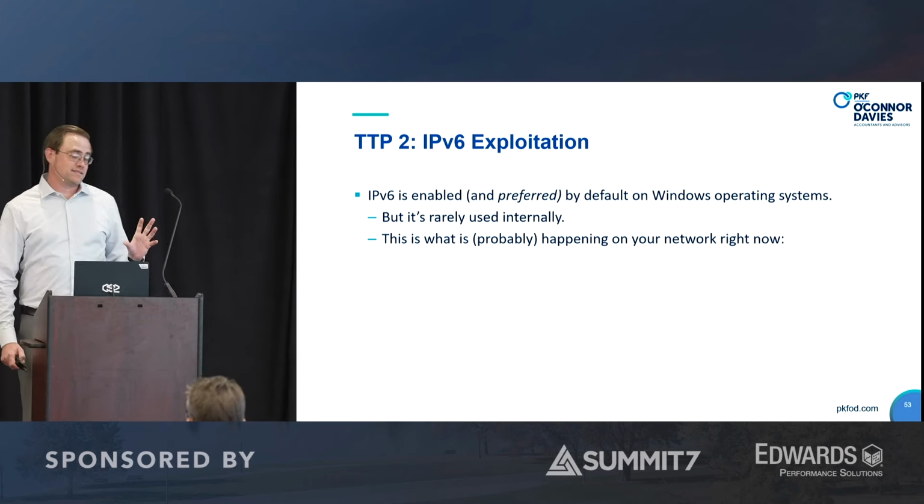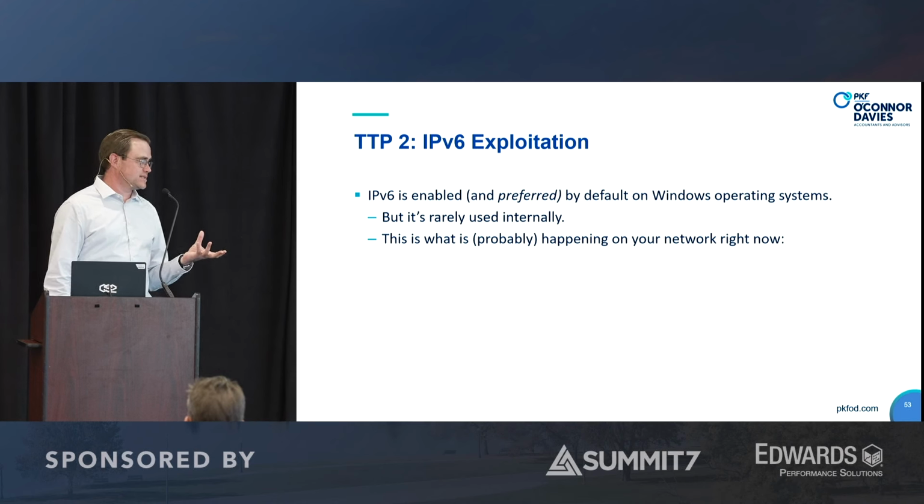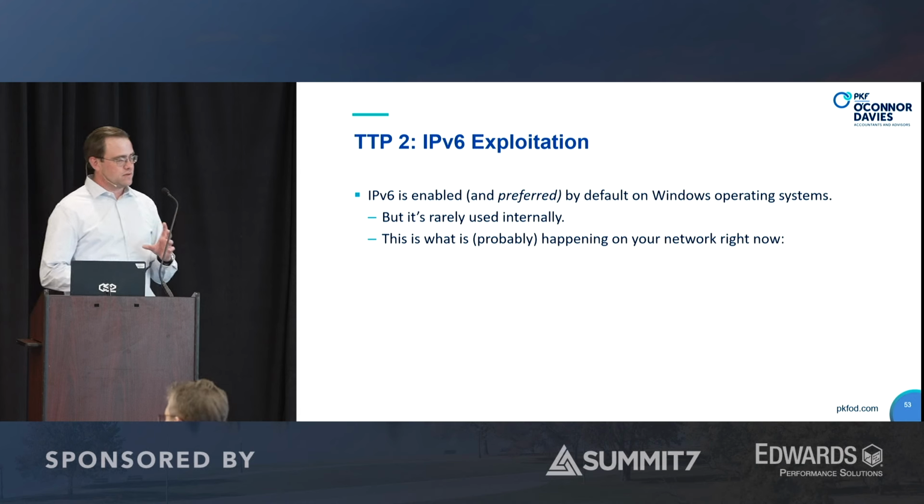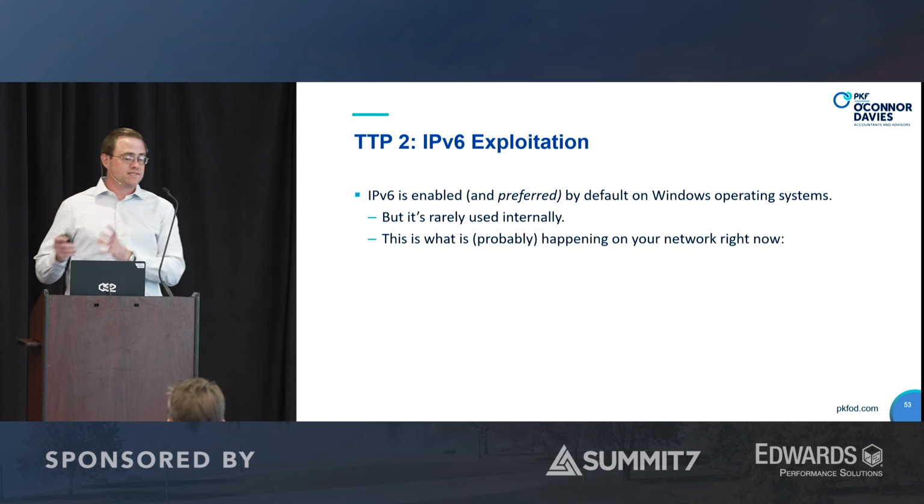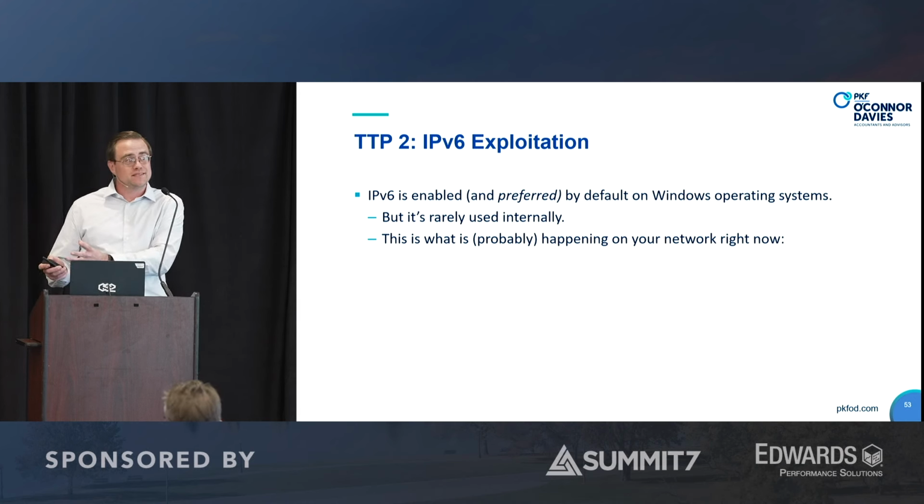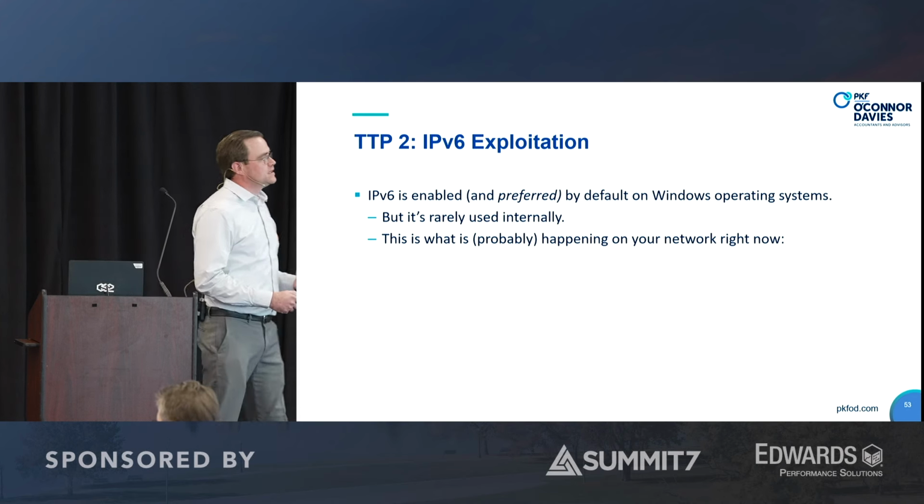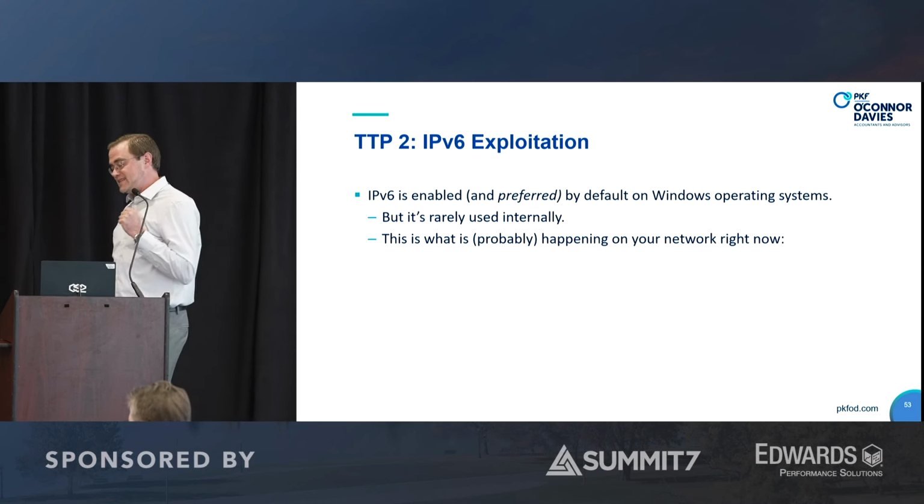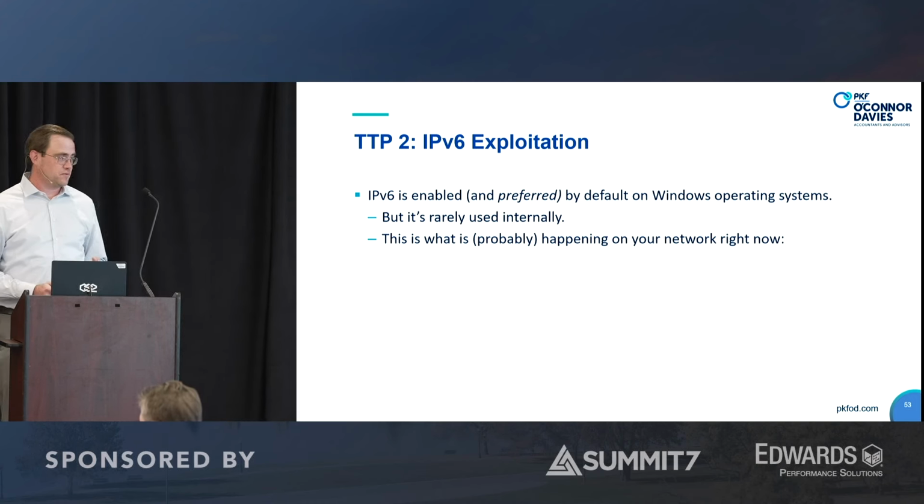I said this was going to be probably the most technical part of the talk. The problem is that IPv6 is enabled by default on Windows operating systems. And the crux of the problem is not that it's just enabled by default. A lot of stuff is enabled by default on Windows operating systems, and a lot of that stuff can be abused by attackers. The problem is that IPv6 is preferred over IPv4.